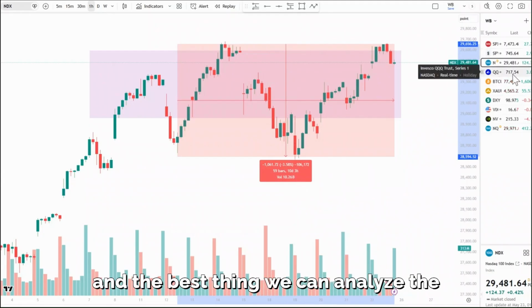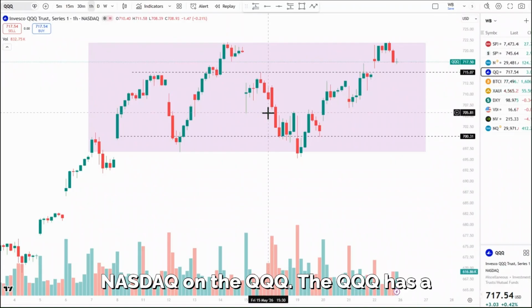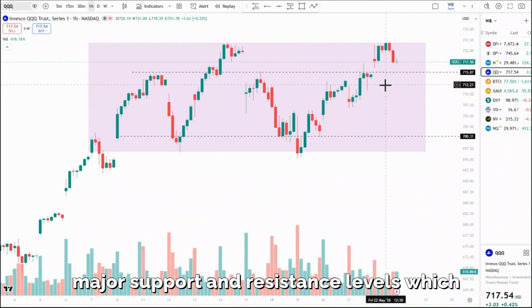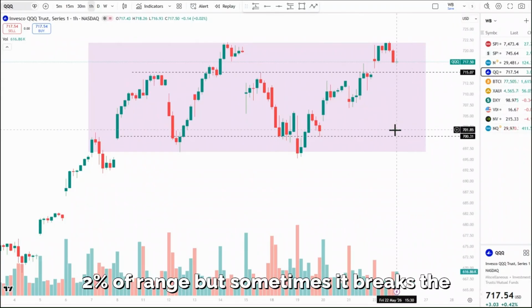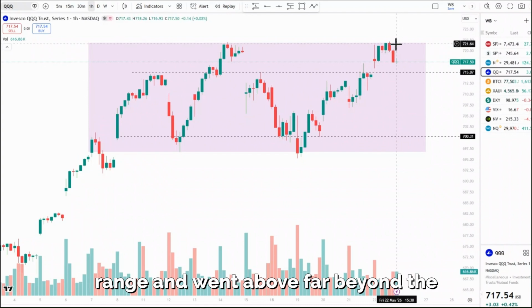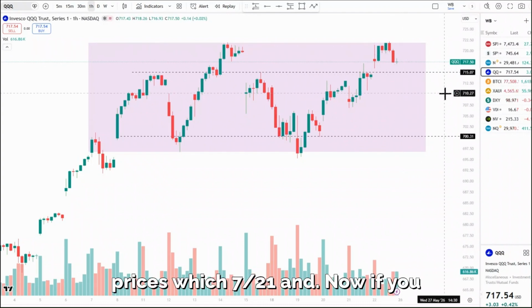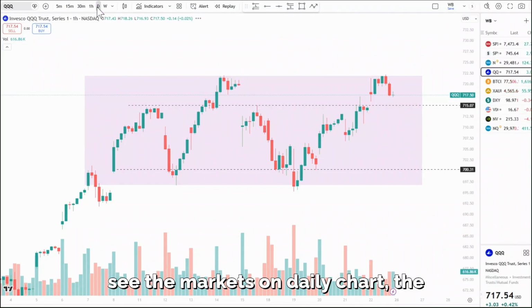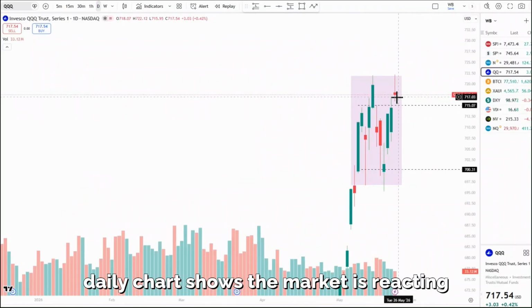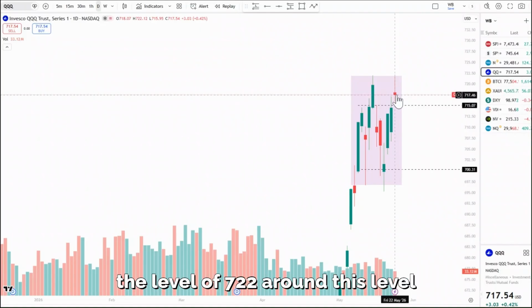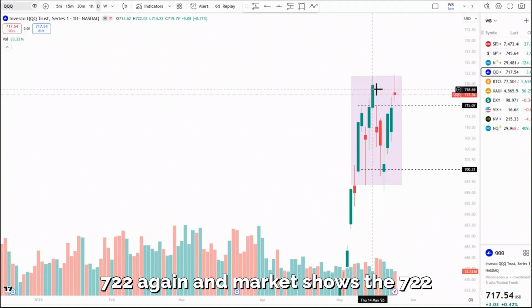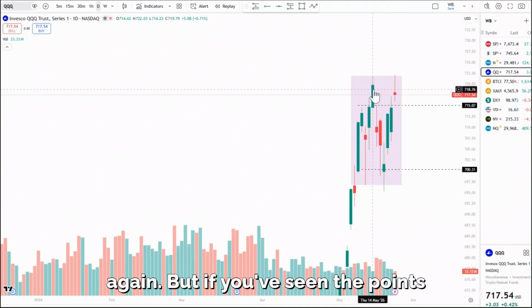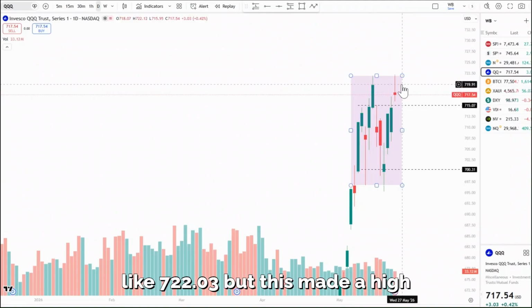The best way to analyze the Nasdaq is on the QQQ. The QQQ has major support and resistance levels around 715 and 700. There is a 2% range, but sometimes it breaks the range and goes above, far beyond, to 721. Now if you see the daily chart, the market is rejecting the level of 722, which was the previous high of 722. And the market made 722 again.